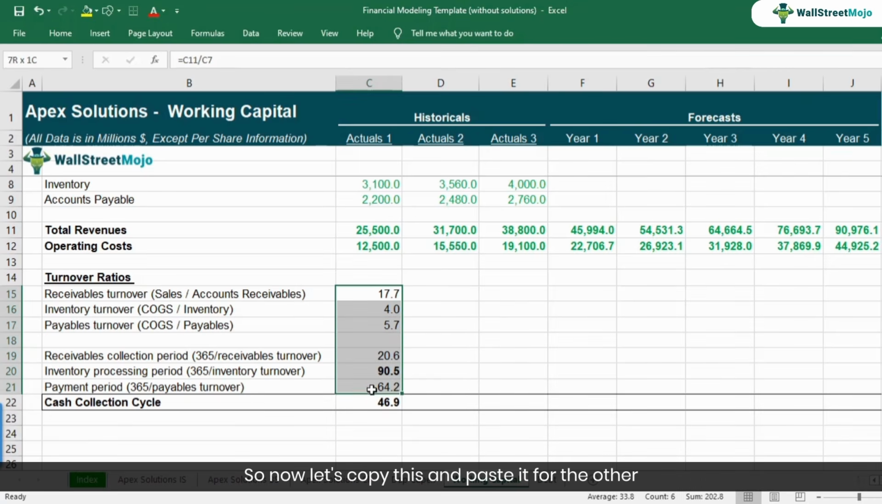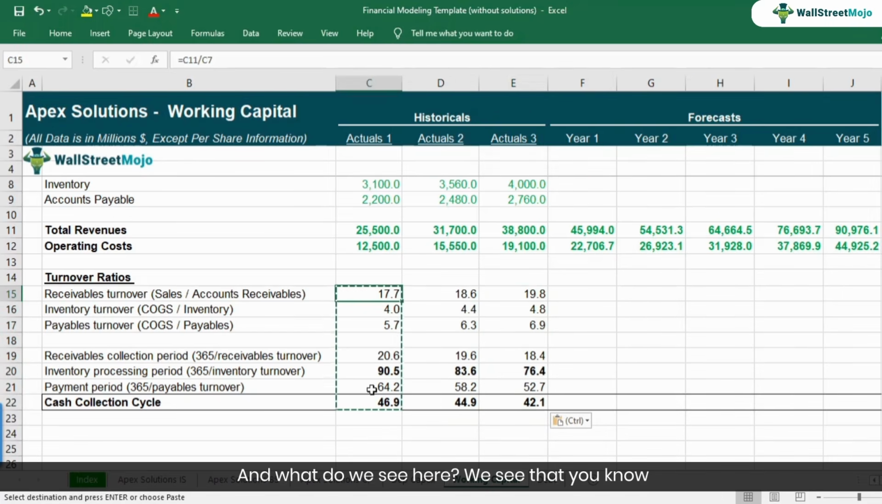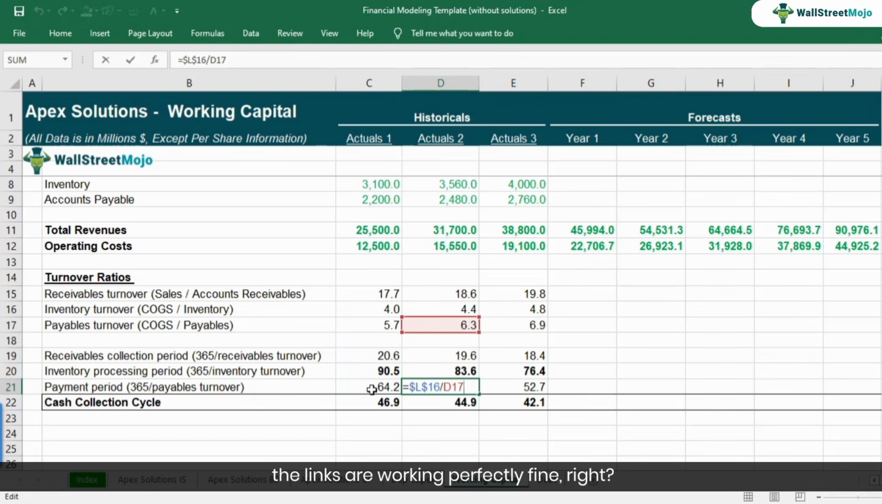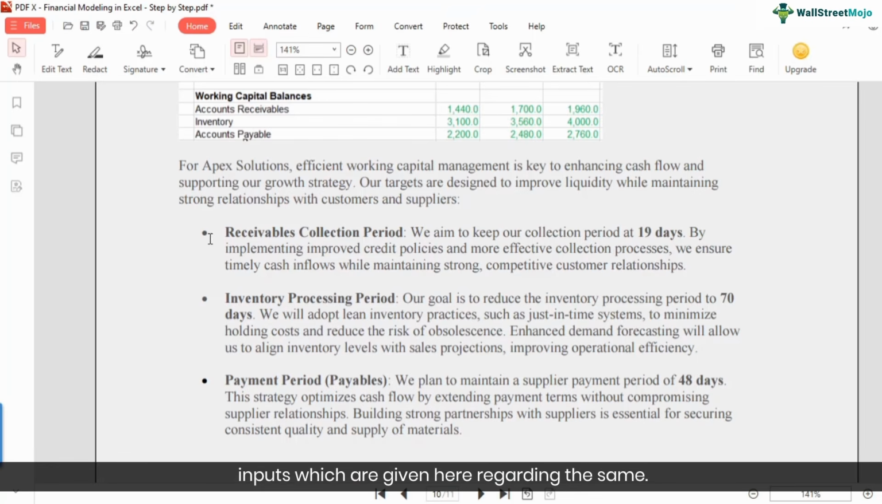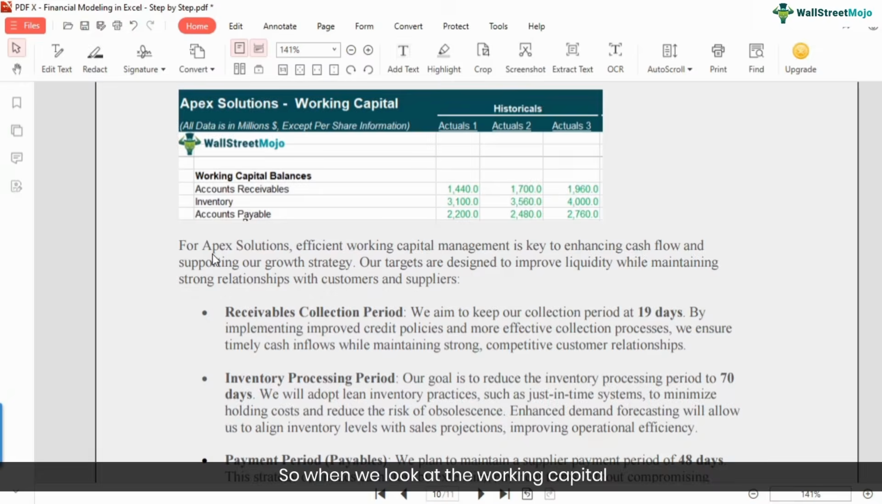So now let's copy this and paste it for the other years as well. And what do we see here? We see that the links are working perfectly fine, right? The cash collection cycle is decreasing from 46.9 days to 44.9 days, and then 42.1 days. Now, having understood this cash collection cycle, we'll go back to the case study and see if there are any inputs given here regarding the same.